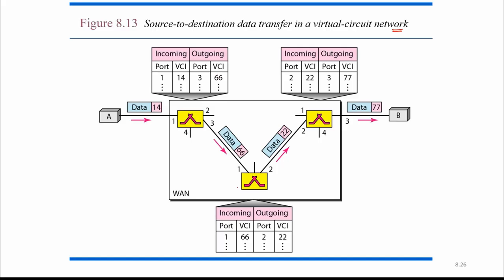Similarly, here it will again look for 66. If 66 is available in their switching table from port 1, then it will accept it. Then after accepting, it will direct it to port 2 with a new VCI, that is 22. Then again at this switch, and also at the end at the receiver. So this is how source to destination data transfer takes place in the virtual circuit network.